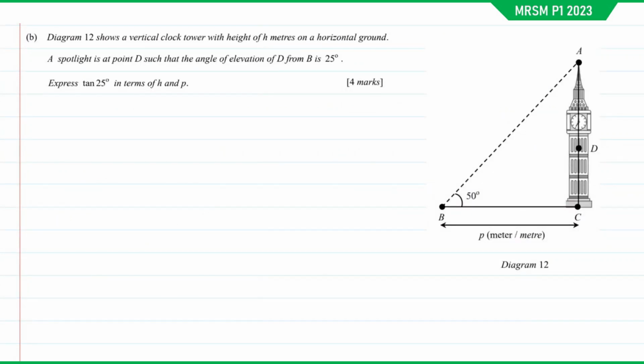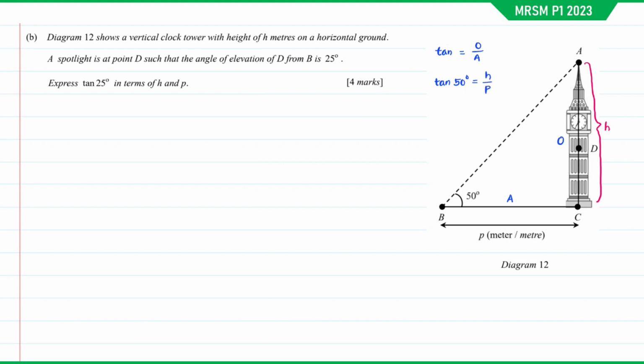Question B. Diagram 12 shows a vertical clock tower with a height of h meters on a horizontal ground. A spotlight is at point D such that the angle of elevation of D from B is 25 degrees. Express tan 25 in terms of h and p. Based on the angle 50 degrees here, h is the opposite side and p is the adjacent side. Tangent is equal to the opposite side divided by the adjacent side. So here, tan 50 degrees is equal to h over p.